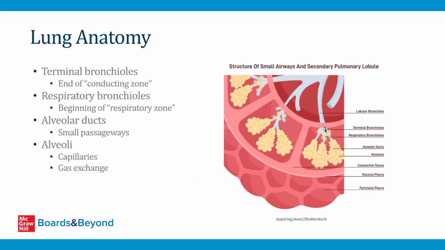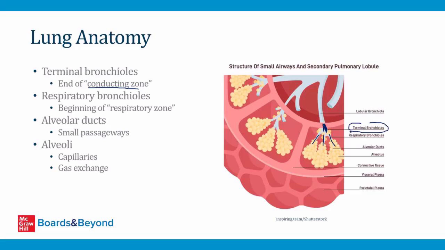So right here, this blue structure I'm marking with my pen, those are the terminal bronchioles. Those are the last bronchioles before the airways branch into the final respiratory bronchioles that lead into the alveoli. Those terminal bronchioles are the end of the so-called conducting zone. The conducting zone is the portion of the lower respiratory tract and upper respiratory tract that simply conducts air. It does not engage in gas exchange.